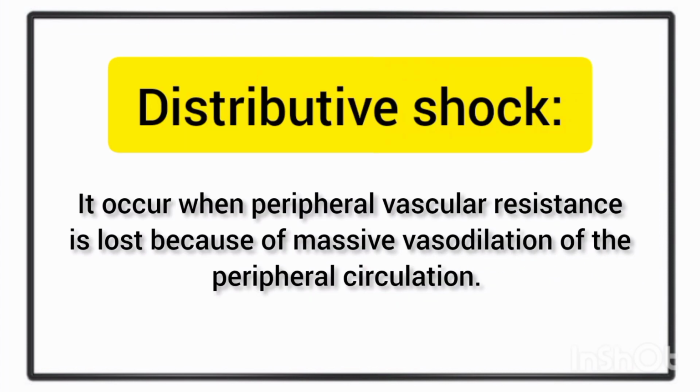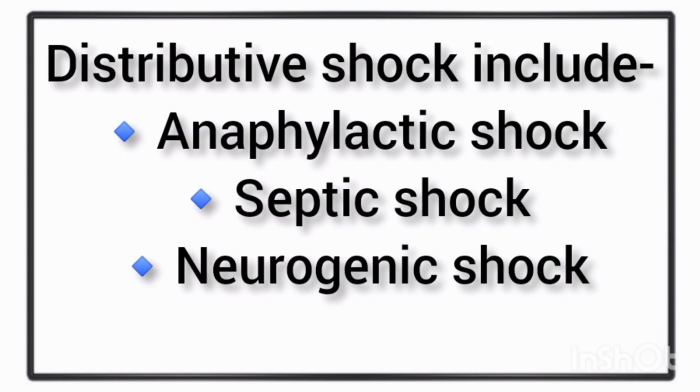And then distributive shock. Distributive shock occurs when the peripheral vascular resistance is lost because of massive vasodilation of the peripheral circulation. Distributive shock includes anaphylactic shock, septic shock, and neurogenic shock.